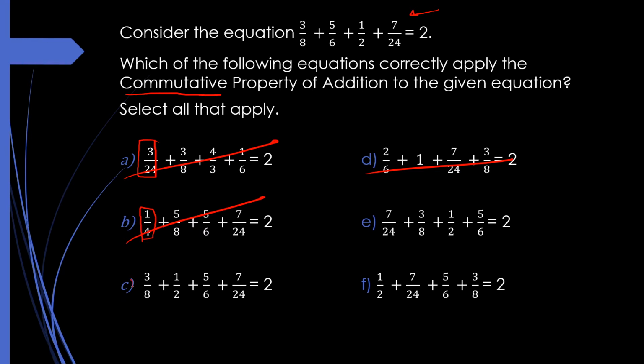And if I look at all of the other options, they all have the same fractions. They're just all in a different order. So those leftover 3 that I have would be all correct. Those would all be equivalent using the commutative property.